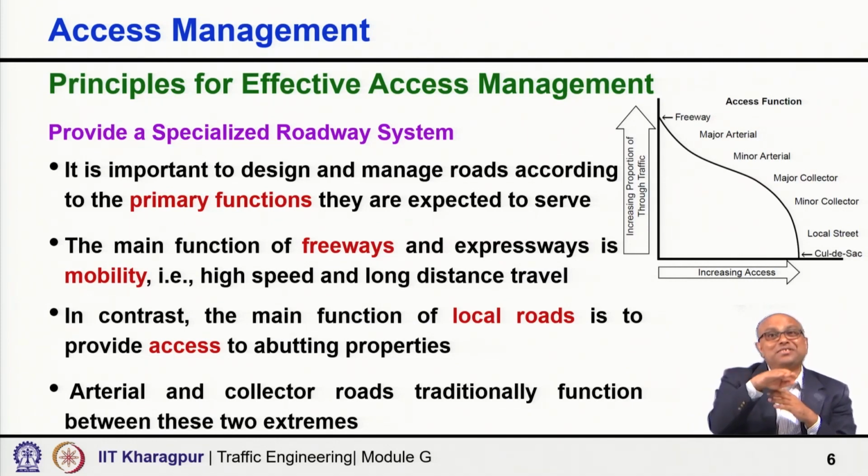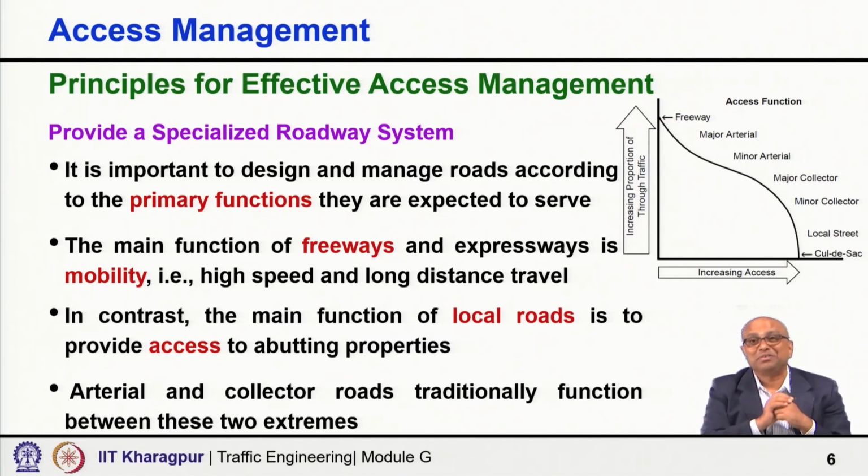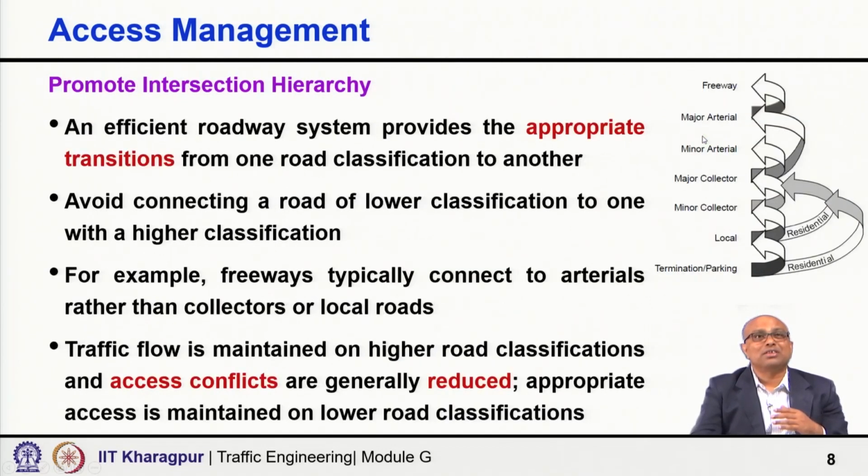So, changes in access and mobility function should happen gradually and smoothly, not that I just bring a local street and connect it to a freeway or major arterial. That will be incompatible in a way. So, what we are saying here, promote intersection hierarchy. Here I have shown freeway, major arterial, minor arterial, major collector, minor collector, local street and then termination or parking end. These are typically residential areas maybe.